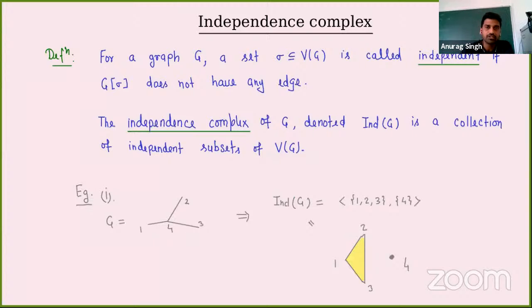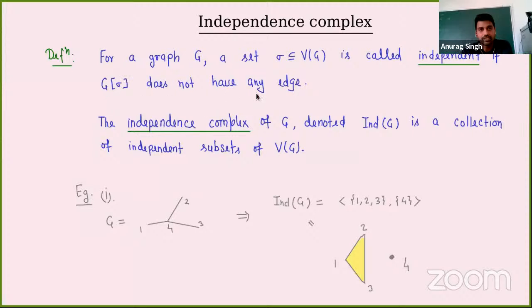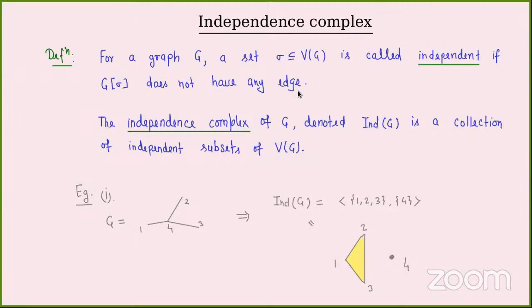So, how is this complex defined? You take a graph G and you say a subset of vertices of G is independent if the induced subgraph does not have any edge. So the induced subgraph is just a collection of isolated vertices. And you observe that the property of being isolated vertices is hereditary. So what do I mean by that?